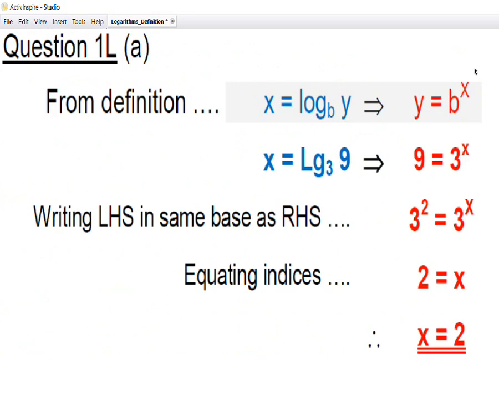To help us practice the definition of a logarithm, I'm going to work through some further questions with you showing how we're using the definition to solve for powers. So in this case, question 1L, we're given that x is equal to log to the base 3 of 9. So I can write that in my y is equal to b to the x format as 9, the y, is equal to the base 3 to the power of x. On the left-hand side, I can write 9 as 3 squared. So 3 squared is equal to 3 to the x. Because the bases are the same, I can equate the indices. You can only equate the indices when the bases are the same, and that's 3 in this case on either side. So equating the indices, x is equal to 2.